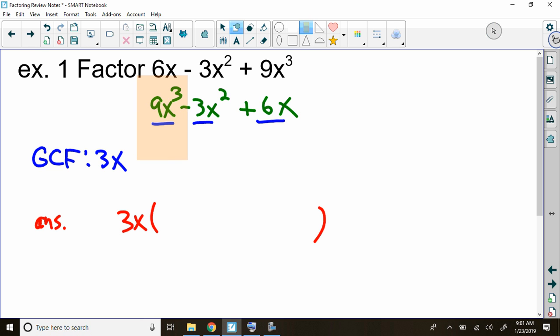So we divide 9x cubed by 3x. 9 divided by 3, of course, is 3. x cubed divided by x is x squared. So that's going to leave 3x squared.